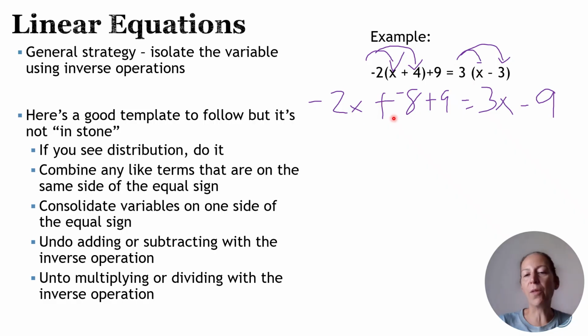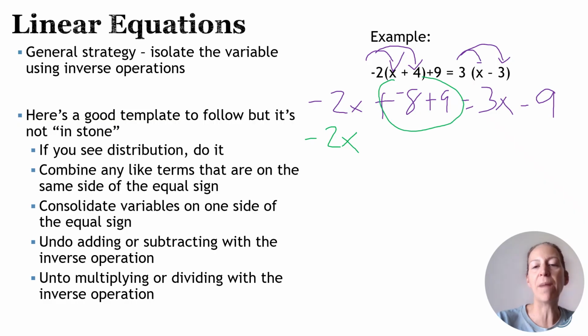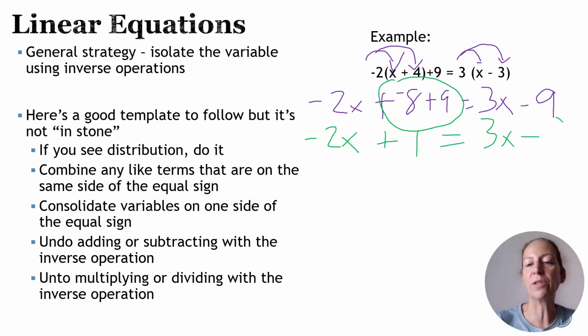So over here on the left, I have a negative 8 plus 9. Those are like terms, and I can combine them, meaning I can do adding or subtracting. Now on the right, I don't have any like terms. So I have a 3x and I have a 9, but those are not the same. So in my next step, I'm going to bring down the negative 2x, and what I'm going to do is combine these two. So this will be negative 8 plus 9, which will give me a positive 1. And on the right, I'm just going to bring that down.